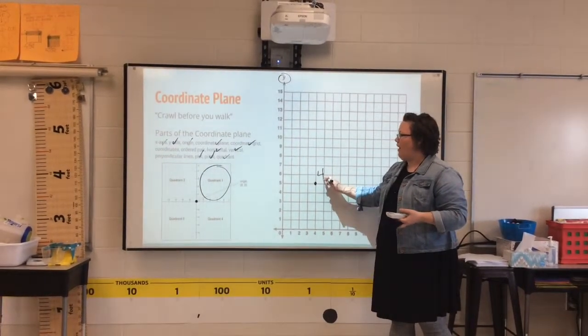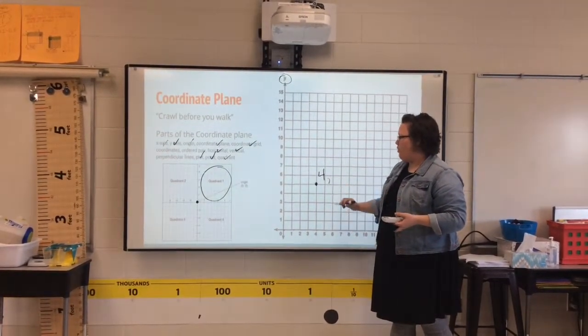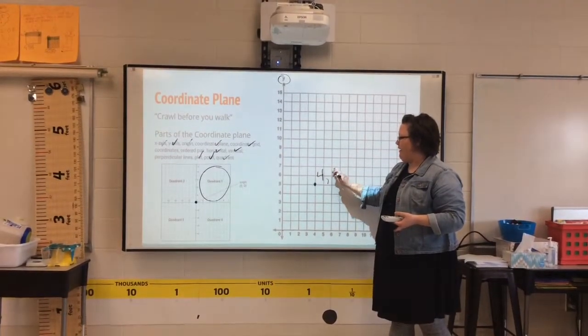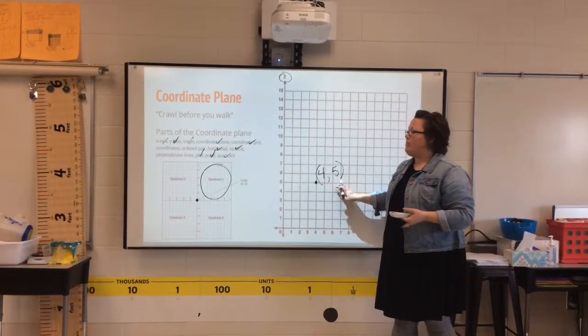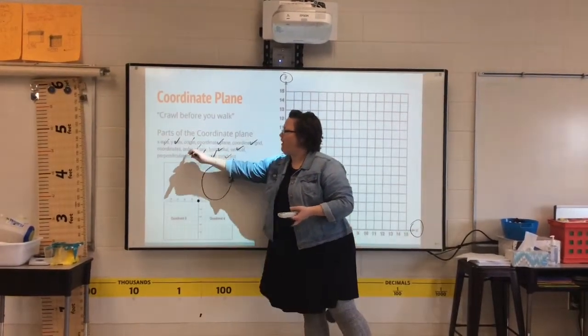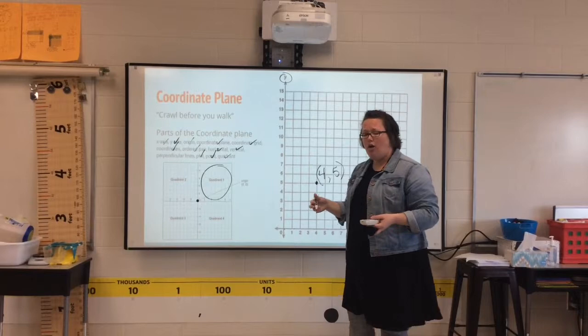And the way that they write that, and this is called an ordered pair, is 4 with a comma and then a 5, and they're going to see that inside of parentheses. So that's called an ordered pair, and coordinates that we're going to be talking about in class.